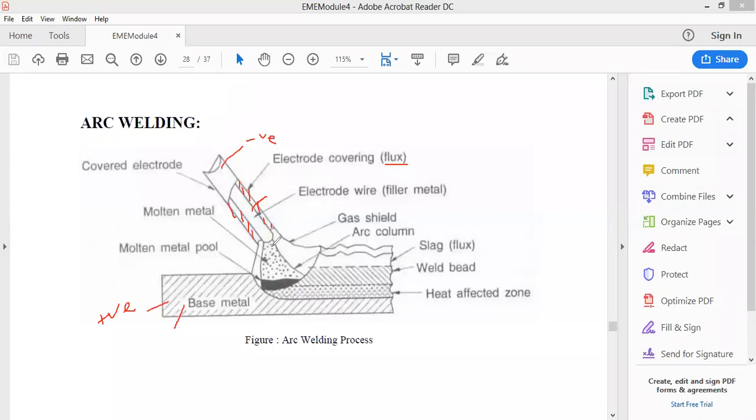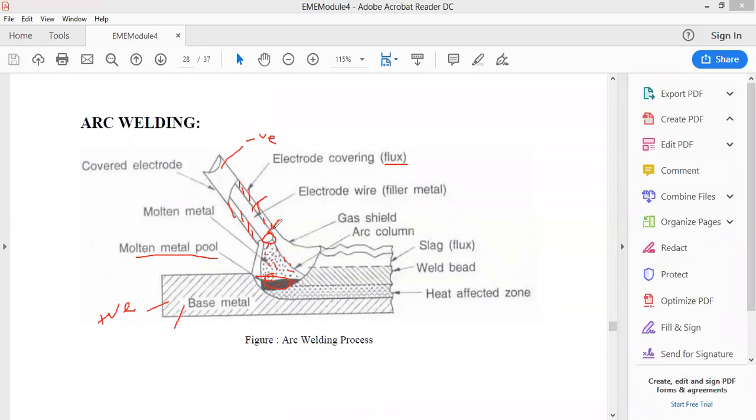During this time, the temperature will be so high that it will be about 4000 degrees centigrade. And the iron melting point is about 1248 degrees centigrade approximately. But at 4000 degrees centigrade, this iron metal will melt. And it will form droplets and be deposited onto the base metal. That is the place where we want to join. And that is what is indicated over here as the molten metal pool, because at that high temperature, it melts down as a liquid and adheres onto this base metal.